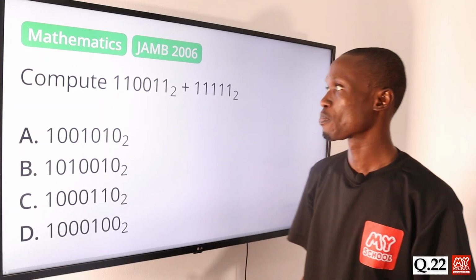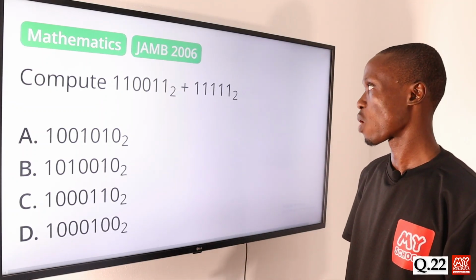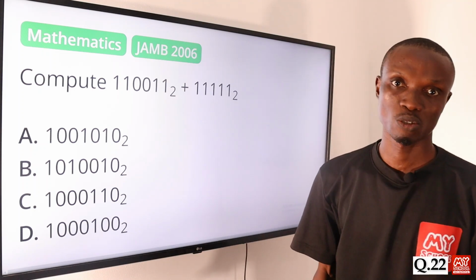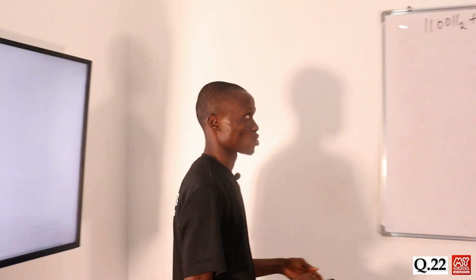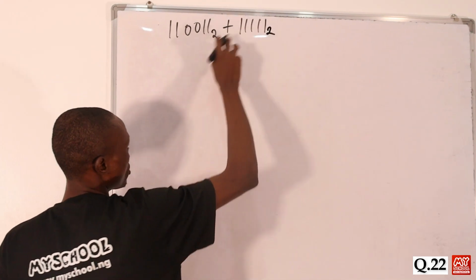Question 22. Compute 110011 in base 2 plus 111111 in base 2. So let's move over to the board to provide answer to this question. So basically we just arrange and add, okay? But remember we are operating in base 2.